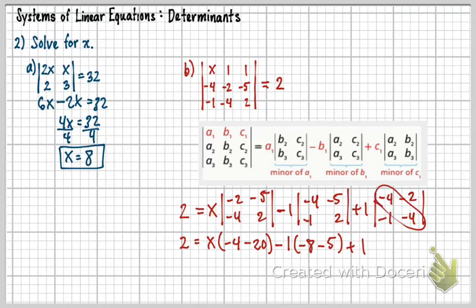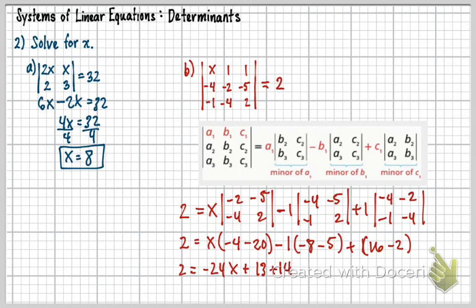And the determinant here is going to be -4 times -4, which is +16. And then minus -2 times -1, which is -2. And then to clean this up, this is going to give me 2 equals. And this -4 minus 20 is -24x. And this -8 minus 5 is going to be -13 times the -1, so it's going to be +13. And then for the last one here, I have this 1 in front of it, so it's going to be 16 minus 2, which is 14, so +14.